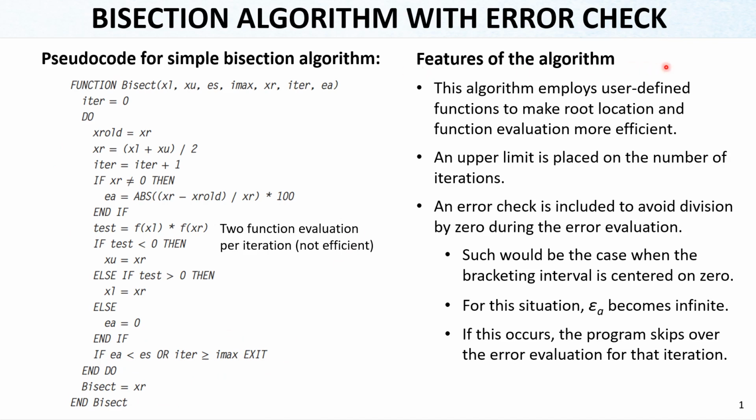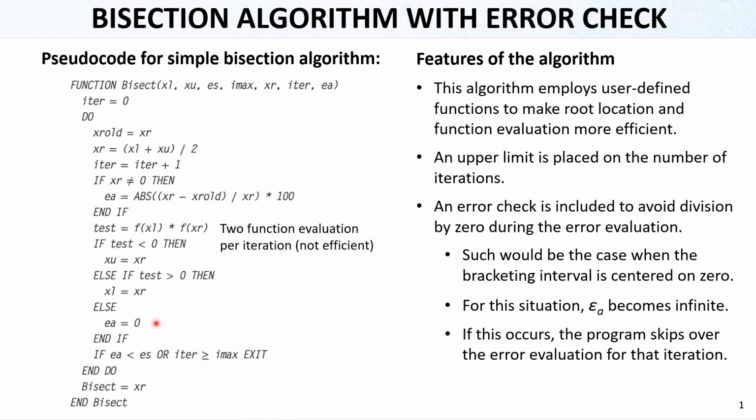The features of this algorithm: it employs user-defined functions to make root location and function evaluation more efficient. An upper limit is placed on the number of iterations, the Imax. And this means there is no actual function calculation here. It's basically just XL and XU and division by 2 and checking. Of course, we will have a function calculation here. 2 function evaluations per iteration. So this is actually not efficient because we need to use the function 2 times to calculate fxl and fxr at each iteration.